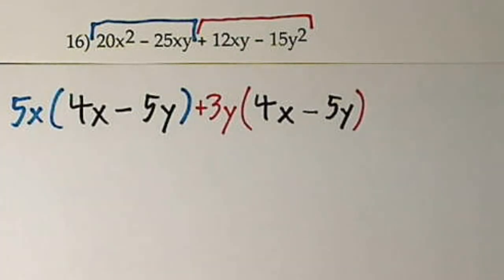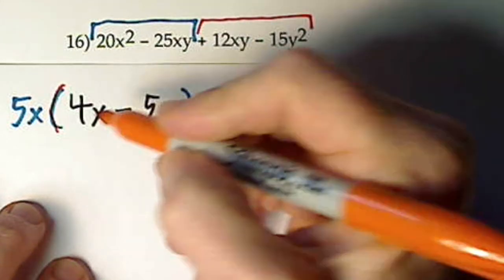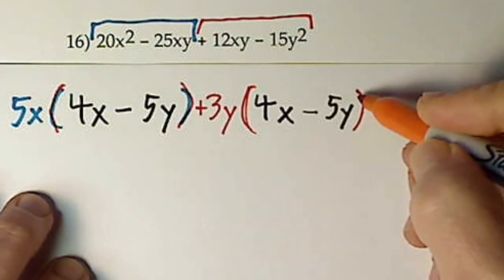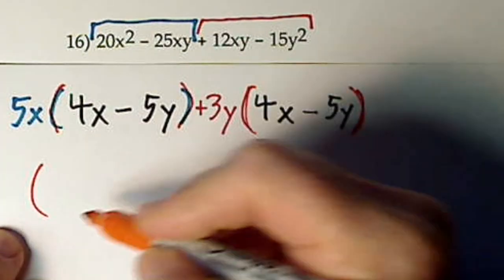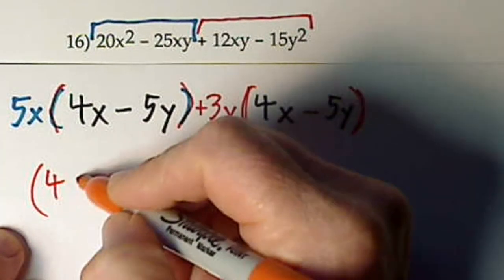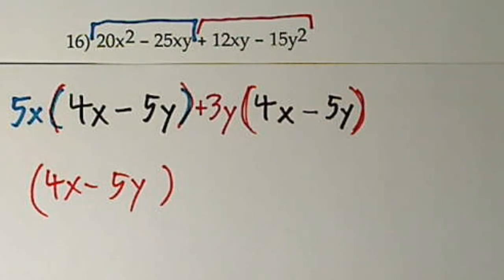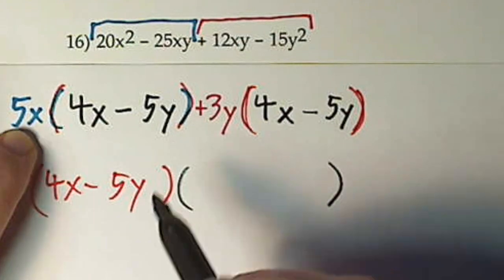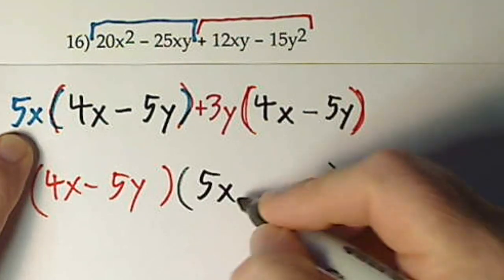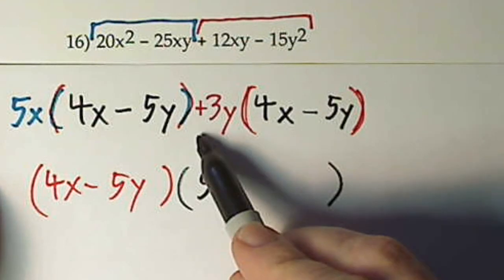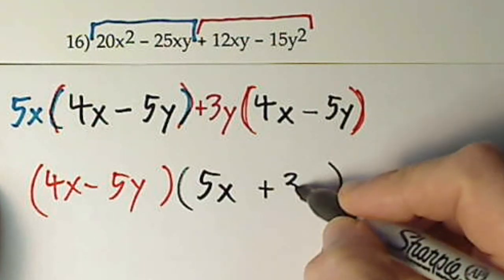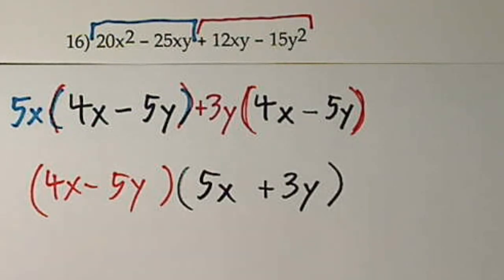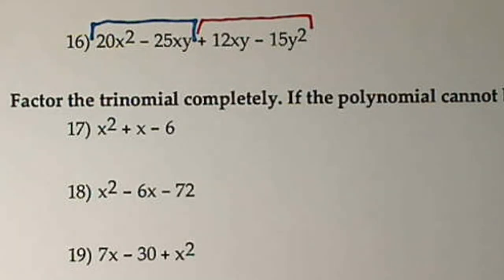So I'm going to factor out this 4x minus 5y from each term. Okay? So 4x minus 5y is going to get factored out. And when I factor that out of this first term, I'm left with 5x. When I factor 4x minus 5y out of this second term, I'm left with 3y. That'll take care of this one.